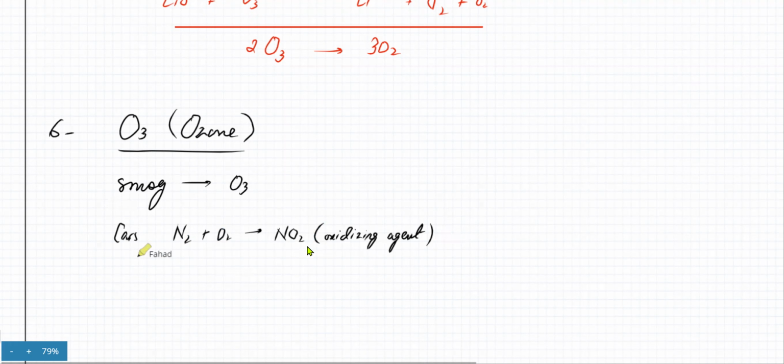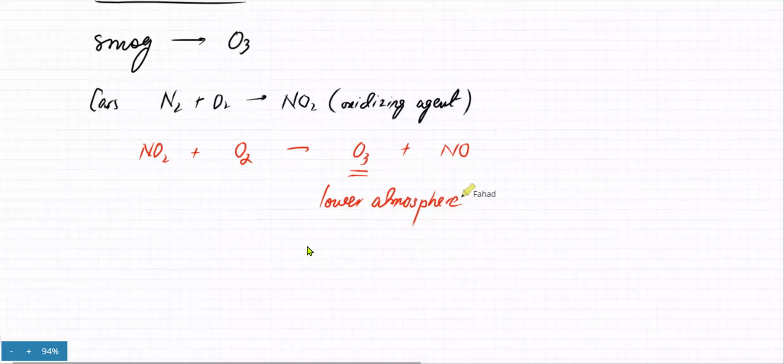And because this NO2 is an oxidizing agent, its tendency is to give oxygen to everything. So if there is a normal oxygen molecule, NO2 will react with it and give it its oxygen. It will turn into O3, and NO would get reduced. Okay, it would lose its oxygen. So this is the reason why you see that haze in the lower atmosphere. Basically, ozone has been produced.